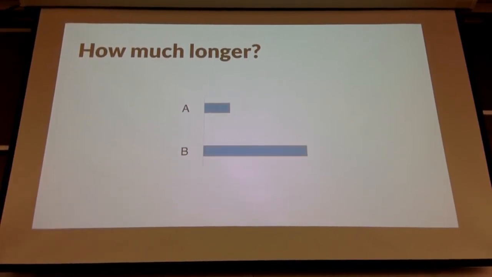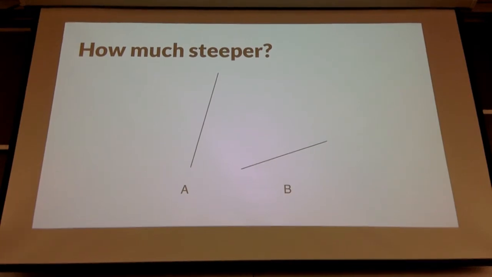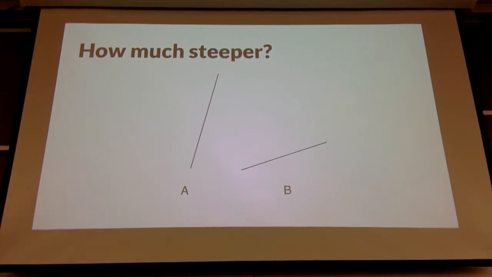Correct. How much longer is speed in A? A year, 4 times, 5 times, both pretty close. How much steeper is A than B? I don't hear any consensus. Because somebody want to say 3? I hear 3. It's about 4 times as steep.